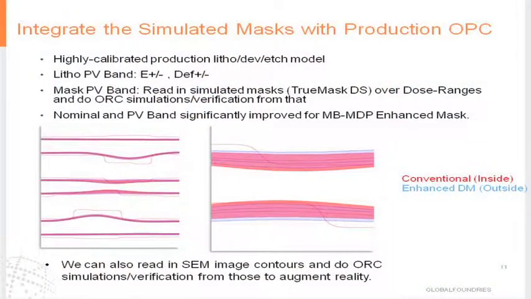Now, we were showing aerial image. What we really want to look at is the results of a calibrated simulator that takes it all the way through development and etch. Fortunately, we can take the smooth, accurate mask shape, feed it into a calibrated simulator, and then do conventional exposure, plus or minus energy, plus or minus defocus, to determine PV band. It turns out, for this particular case, and I can't recall which mask exposure dose I was looking at here, you do see a significant improvement in the PV band.